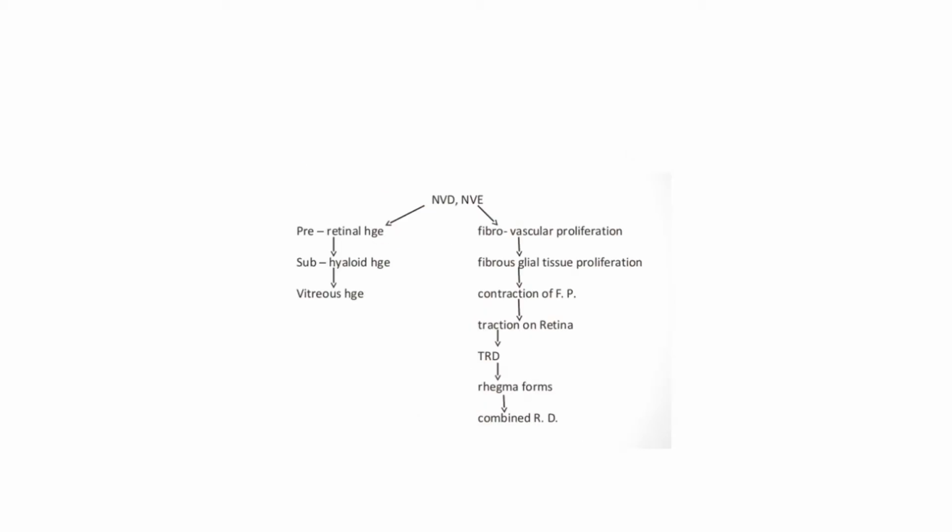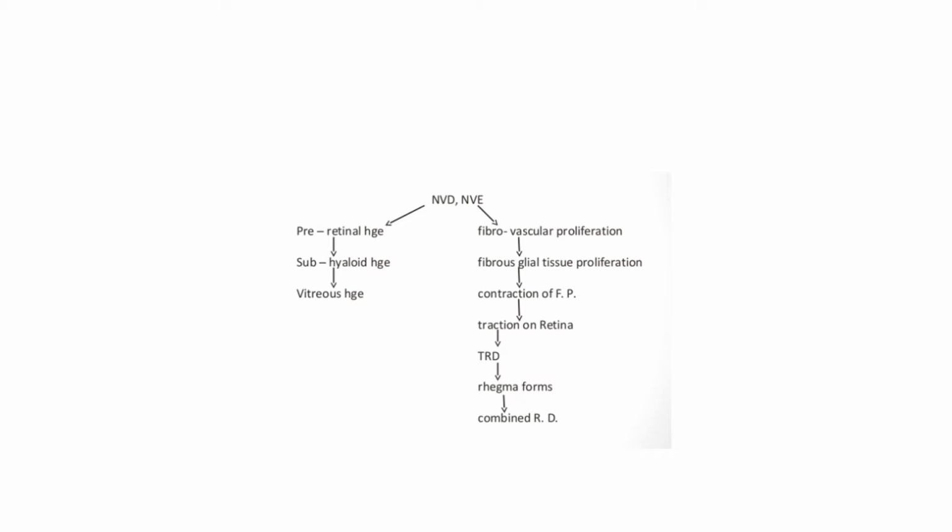So NVD and NVE happen because of the release of VEGF, which is vascular endothelial growth factor, by the ischemic retina. It is basically a neovascularization. Neovascularization anywhere in the eye is abnormal. They are abnormal blood vessels which are very fragile and they easily break. So if there is NVD or NVE, it will lead to pre-retinal hemorrhage, subhyaloid hemorrhage and vitreous hemorrhage.